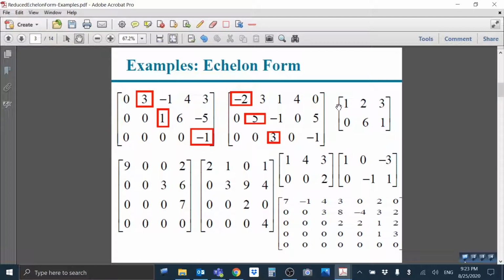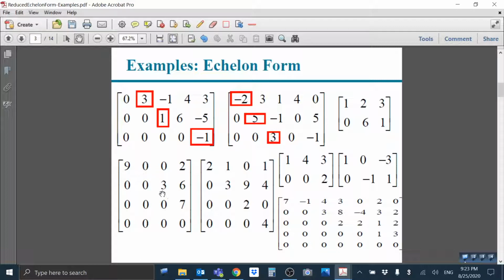This one here, well, leading entry is here for the row 1. For the row 2, leading entry is to the right. Great, no rows of zeros. My leading entry below it in the column are all zeros. Great. No problem at all.